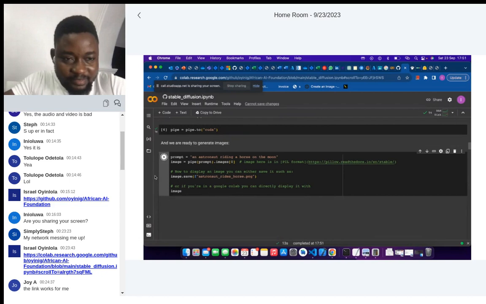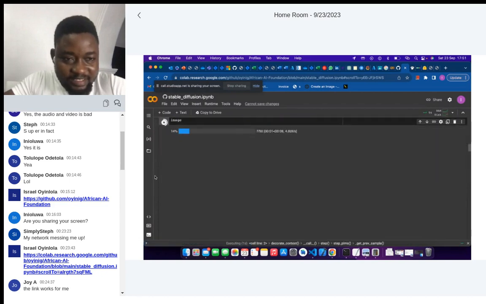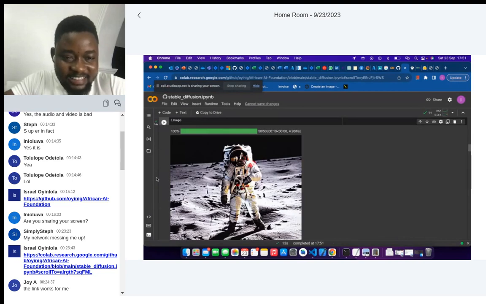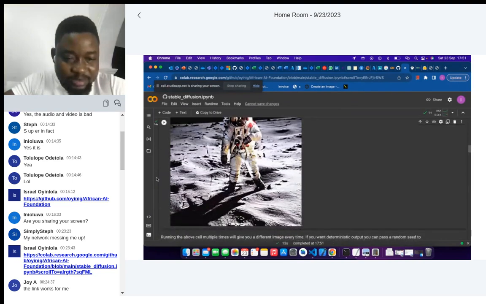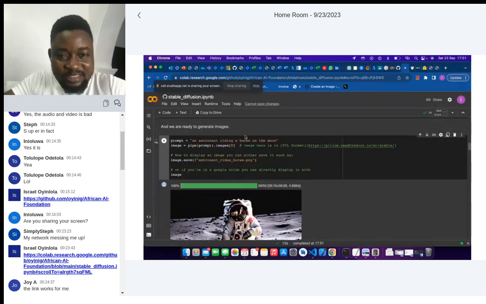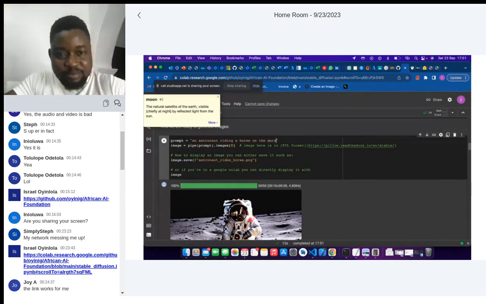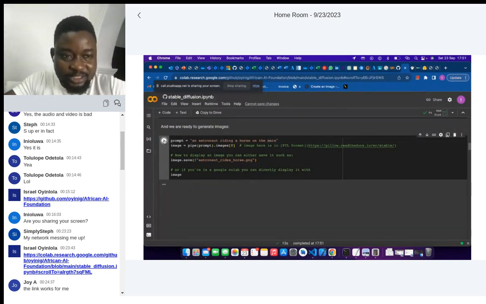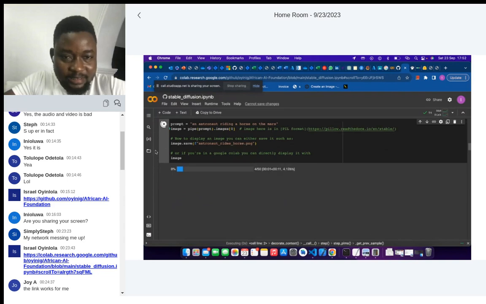Wow. Seems this model doesn't know what the idea of an astronaut riding a horse on the moon should look like. It's missing out the horse part. This is exactly what we saw on Hugging Face as well, surprisingly missing out the horse part. Let's change it to Mars. On Mars.